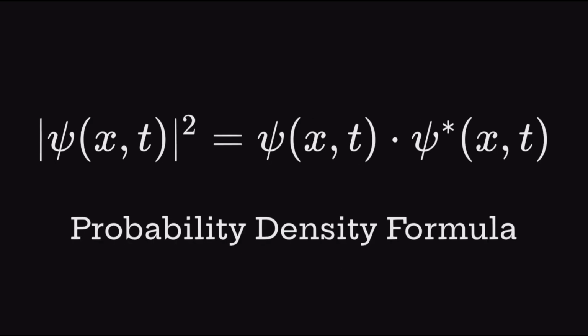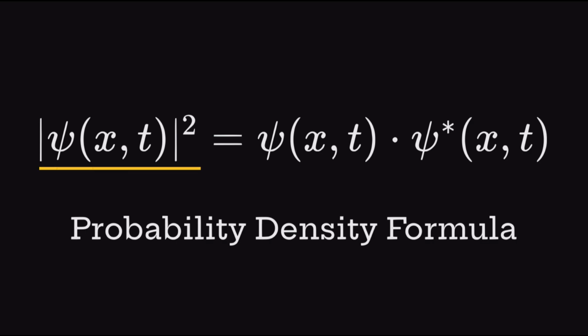The probability density formula is how we connect the abstract wave function to something physically meaningful, the likelihood of finding a particle at a specific position. If you recall from slide 6, the wave function, psi of x and t, contains all the information about a particle's quantum state, including where it might be at any given moment. However, the wave function itself is not directly measurable, it's a mathematical tool. To extract useful information, we calculate the probability density, which tells us the likelihood of finding the particle near position x at time t.